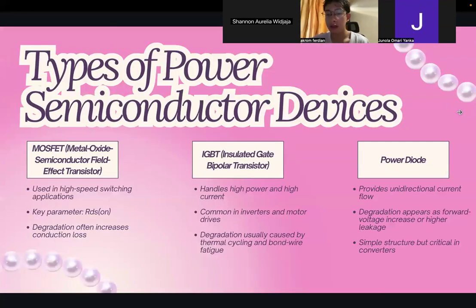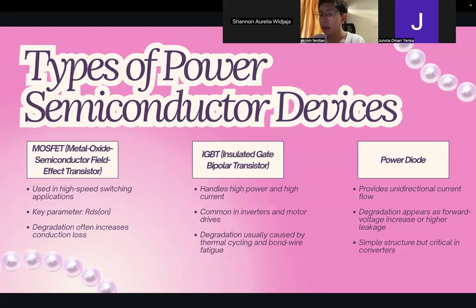Next. The types of power semiconductor devices, there are three. Number one is the MOSFET, commonly known as metal oxide semiconductor field effect transistor, which is used in high-speed switching applications, and the key parameter is RDS on, and degradation often increases conduction loss. The second one is the IGBT, or insulated gate bipolar transistor, which handles high power and high current, common in inverters and motor drives. The degradation is usually caused by thermal cycling and wire bonds.